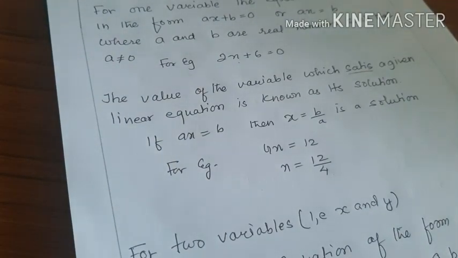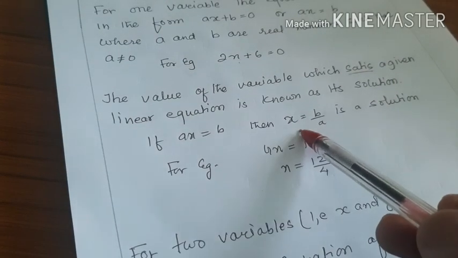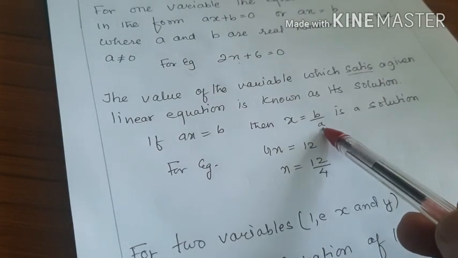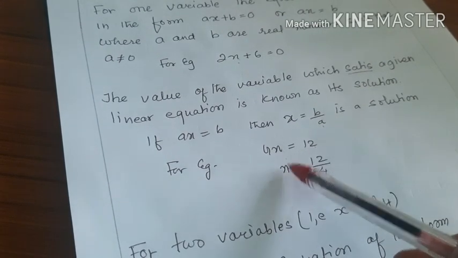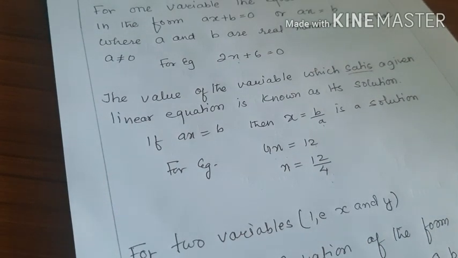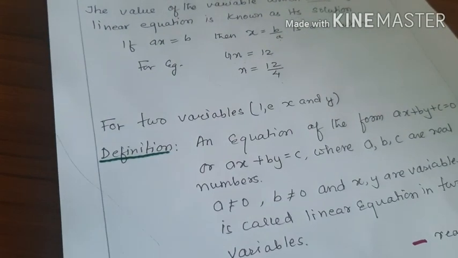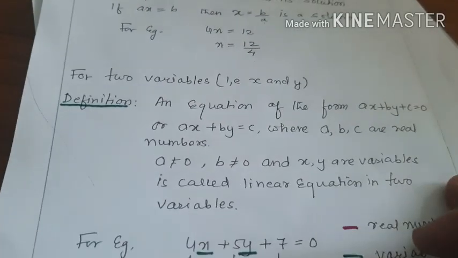Now here there is also an example like 4x equals 12. It's for x equals b by a. So 4x equals 12. This x will remain here. Multiply will become divide, so 12 by 4. Similarly, now for two variables, let us check out what we have here.